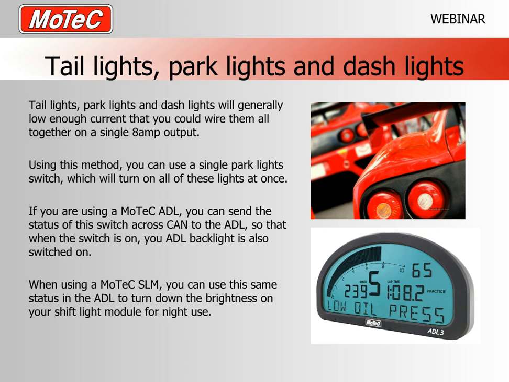And now if you have an ADL connected, you can also use this switch across CAN, send it to the ADL, and then your ADL backlight can be switched at the same time you turn on your tail light switch. So there are a number of flexibility things here where we can use the CAN messaging to use one switch output to turn all of these functions on at the same time. You could also turn the brightness up and down. Similarly, if you turn on your tail lights, you can change the brightness on your shift light module.